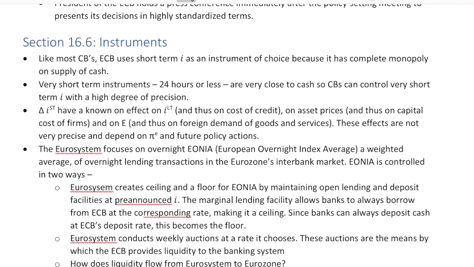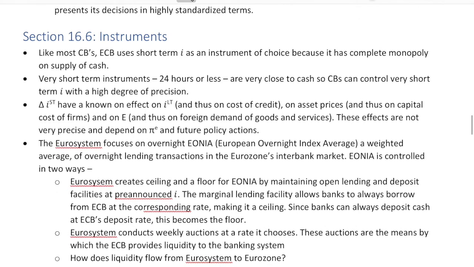And this is true with your and my bank account as well. Clearly, if you wanted to borrow money to buy a house, your interest rate is going to be way higher than your interest rate is on, say, a CD, right? Okay. So the Euro system conducts weekly auctions at a rate it chooses, right?